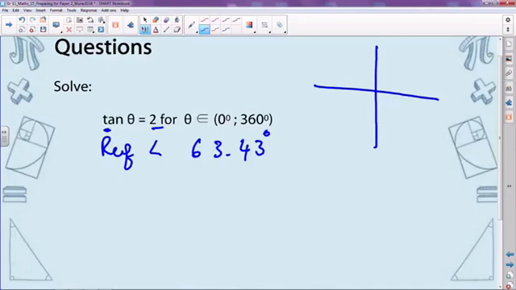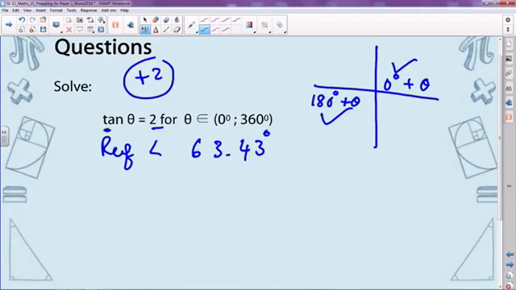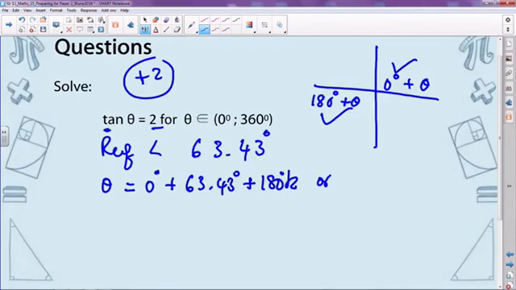This is tan theta equals positive 2, right? Now, positive 2, where is tan positive? In two quadrants, the first and the third quadrant. How do you find your angle in the first quadrant? That's 0 degrees plus an angle. In the third quadrant, it's 180 plus an angle, all right? So, you've got your theta equals 0 degrees plus 63.43 plus your 180 degrees times k. Remember, you have to have your period of tan, or theta is 180 plus 63.43 plus your period, which is 180 times k.